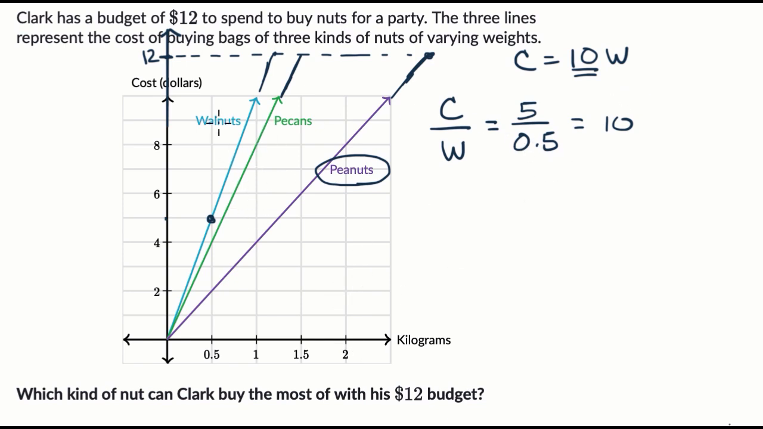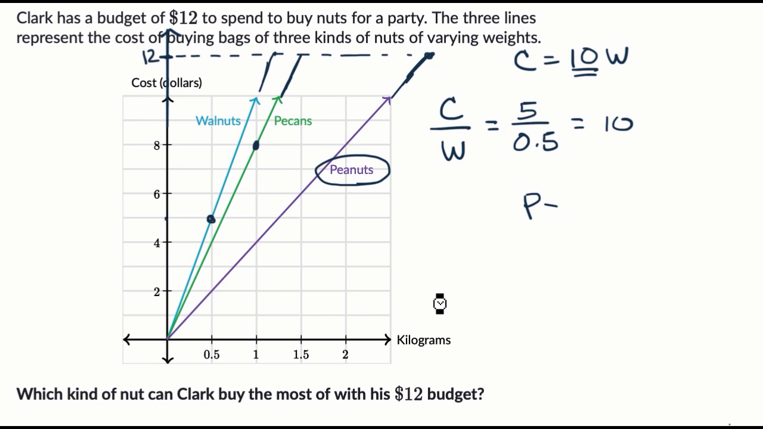You could do the same thing with pecans. Let me find a location right over here. It looks like for every kilogram, we're spending $8. So pecans are going to have a constant of proportionality of 8. So that's for the pecans. And so it's $8 per kilogram, so it's a little bit cheaper. And then the peanuts, it looks like you can do $4 per kilogram. 1 kilogram is $4. 2 kilograms is $8. So maybe I should call this pecans because I have to use a P. Whoops, what am I doing here?